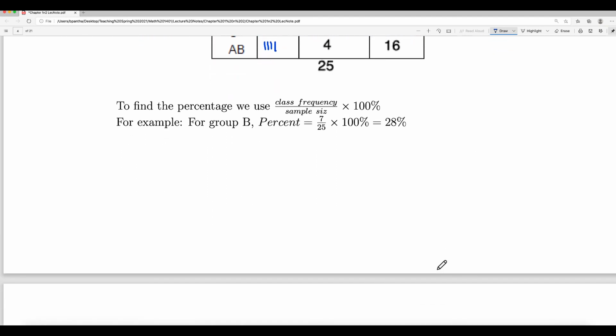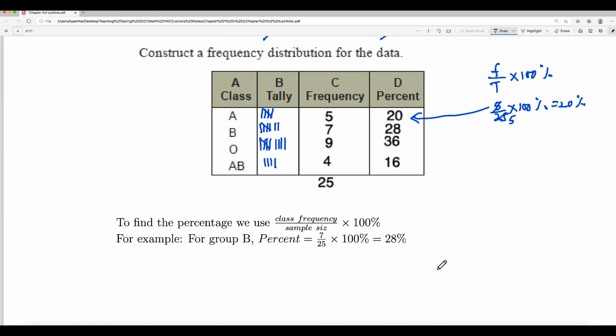So this is how we make a table for categorical data. On the first column, you write class, and you list all the different categories. The second column is the tally, and the third column is the frequency, meaning you count how many of each category are repeated in the data. And the fourth is the percentage. You do frequency over the total times 100%. All right, so this is how we tabulate. We make a table and organize the data for categorical data.